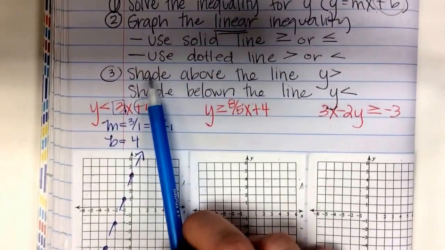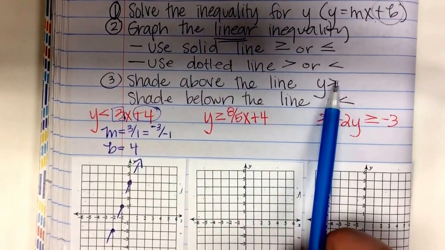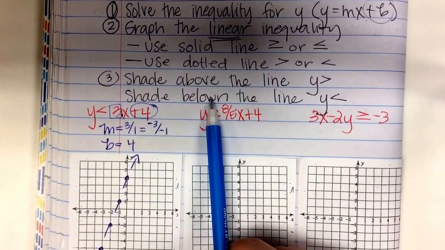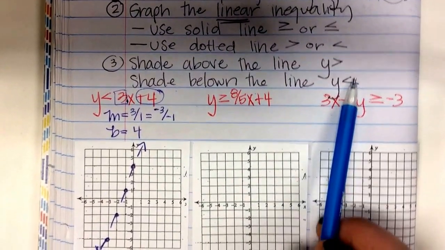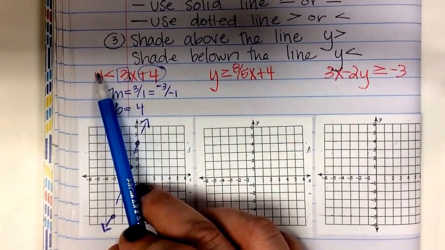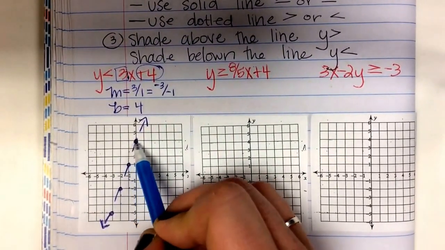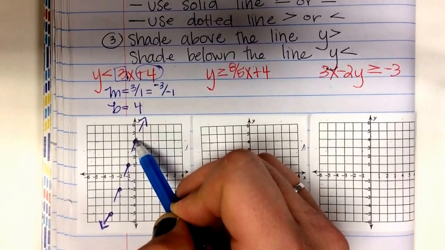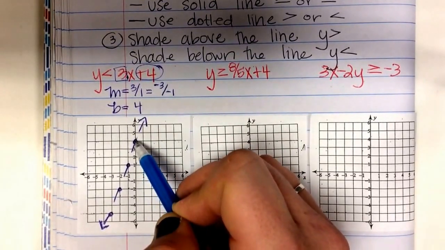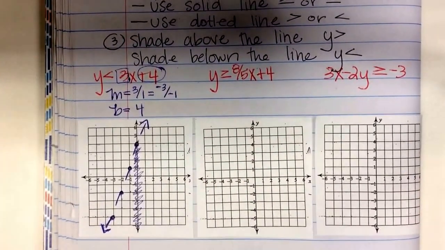Now we need to talk about shading. Are we going to shade above because y is greater? Or are we going to shade below because y is less? Y is less, right? It doesn't eat the y. If it eats the y, I go up. So here I am, right here, at my y-intercept. Am I going to go up or am I going to go down? I'm going to go down.